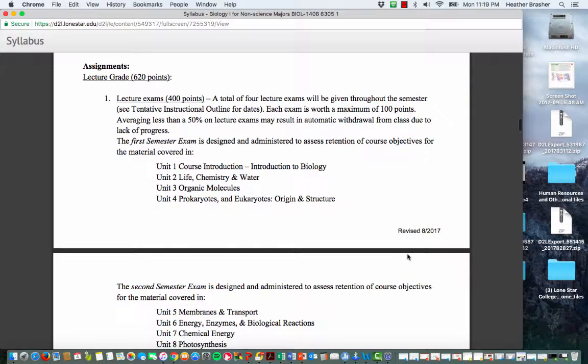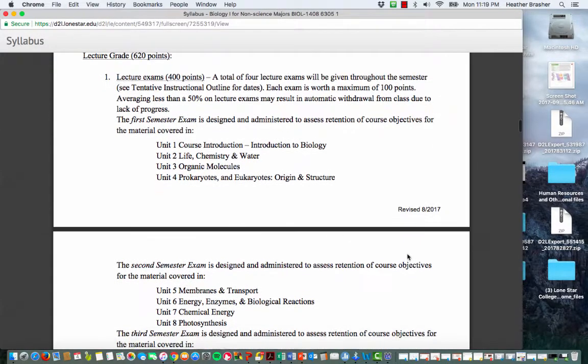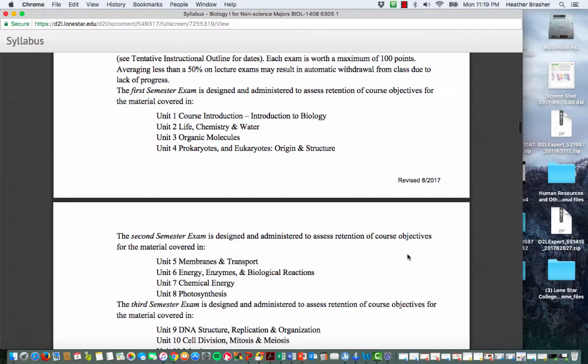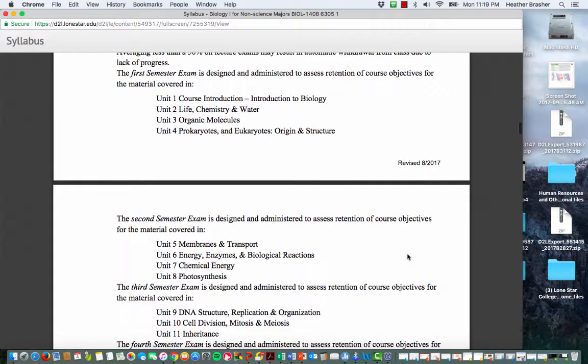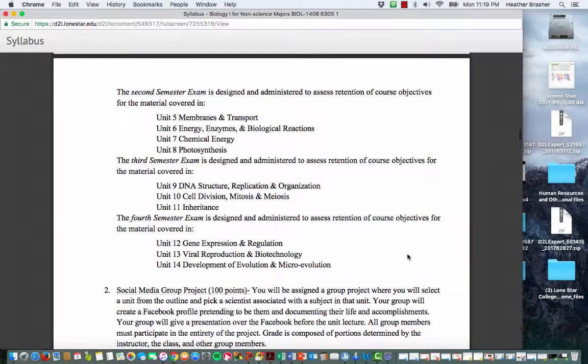So the lecture grade, how it's put together: essentially you have 620 points set aside for lecture. 400 points of that goes towards your lecture exams. You have 4 lecture exams for the course, and you can see that I have subdivided them. Your first lecture exam covers units 1 through 4. Your second exam is units 5 through 8. Your third, units 9 through 11. And your fourth is 12 through 14.